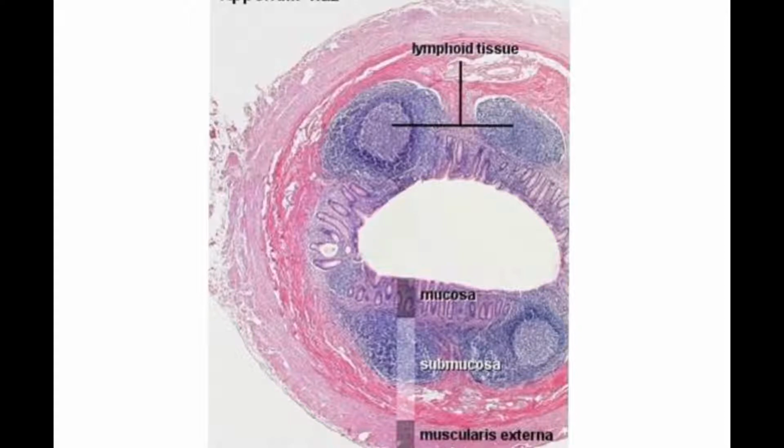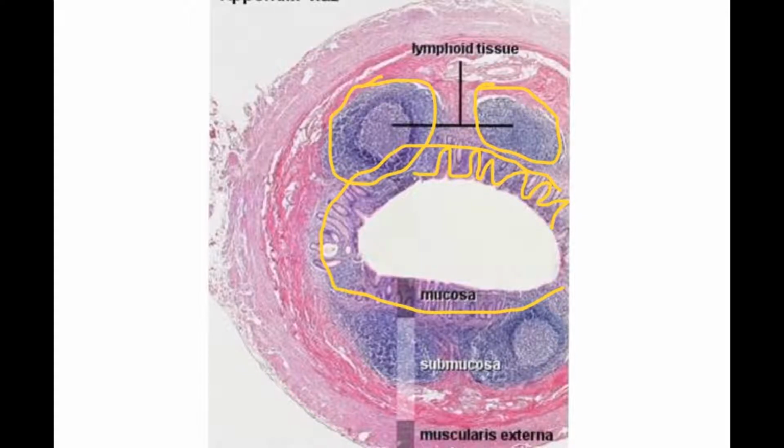This is a normal cross-section of an appendix, and what you notice is that the mucosa layer is all intact, and you notice that it kind of forms wavy lines. These are the glands, and these right here, these are the lymphoid tissue, aka the Peyer's patches. And then also notice that this is the muscular wall, and whenever there's a perforation, it'll completely go through that.